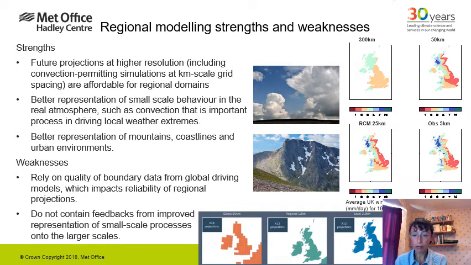There are weaknesses in this approach. You're driven at the edges by a global model, so how reliable the regional climate projections are very much depends on the quality of the global model. Also, we're better representing these small processes in the atmosphere, but they're not really feeding back to the large-scale weather patterns, and that could be important in some regions.